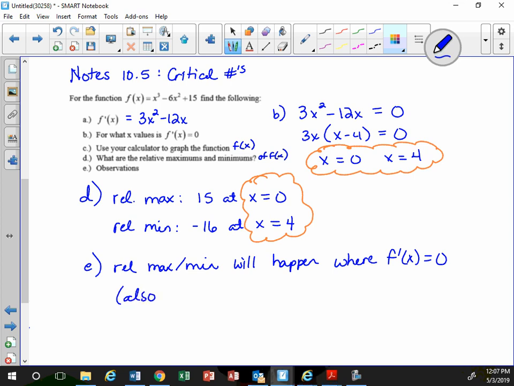Also, where f prime of x is undefined. So we didn't have that in this case, but if you happen to have your derivative is undefined at a certain point, that would indicate a max or a min on your original as well. Like if you took the derivative and you ended up with something over x minus 2, then it's undefined at x equals 2. That sort of thing. So we aren't into too complicated of derivatives just yet.